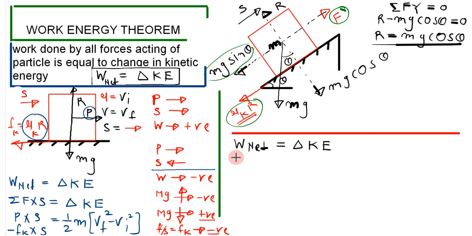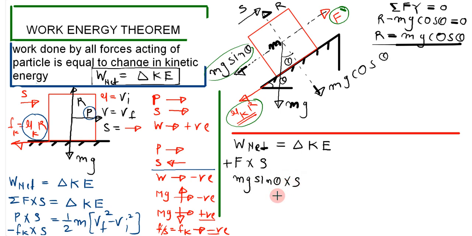So we can consider applied force F into displacement. I am taking this positive because the applied force is in the upward direction and the displacement is in the upward direction. So applied force and displacement in the same direction, work done will be positive. Then what about mg sin theta? Let us write the force mg sin theta into displacement.